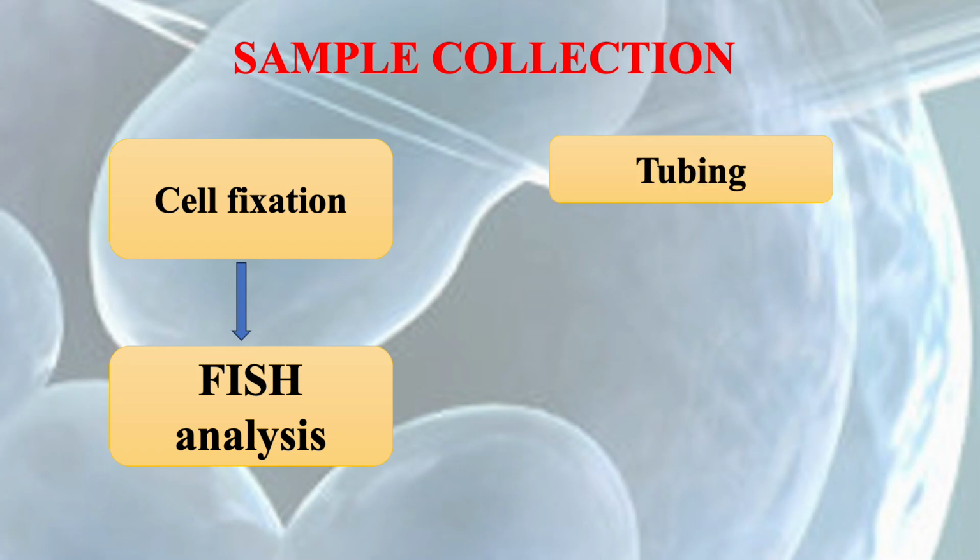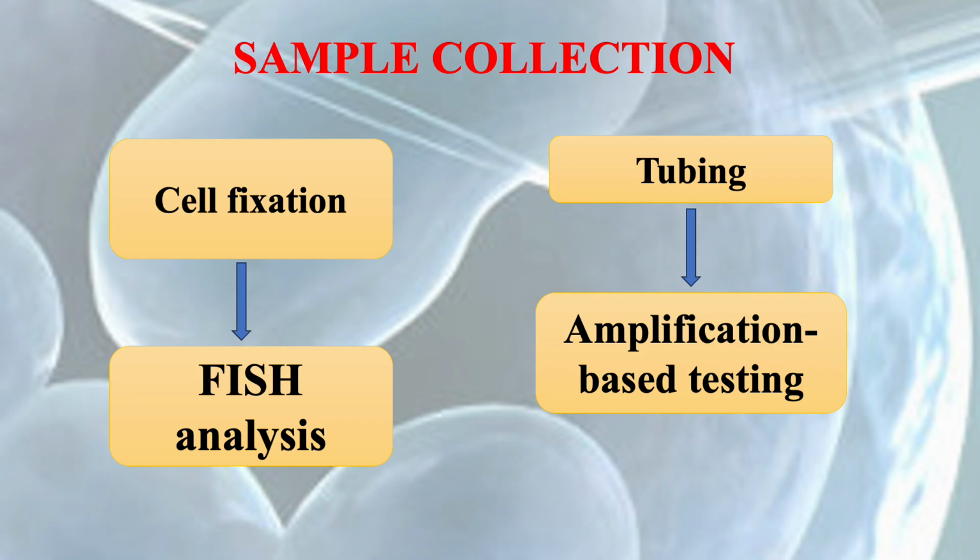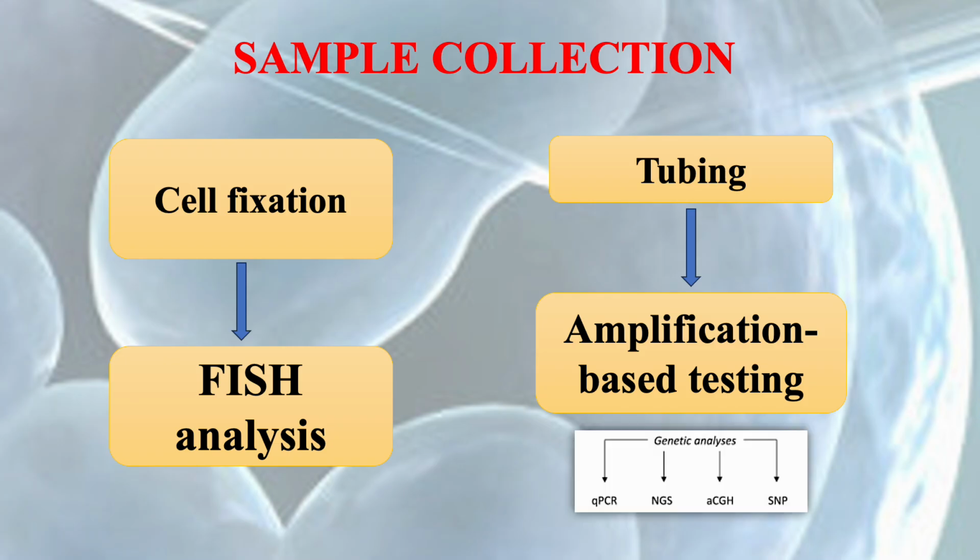Second method is tubing. So the sample is put very precisely into the tube, and now this sample can be used for DNA amplification, and all the methods which involve amplification based testing can be used if the tubing has been done. So all these methods like quantitative PCR, next generation sequencing, array CGH, and SNPs. So all these methods can be used with the tubing, but with cell fixation only FISH analysis can be done. Tubing is the most widely applied method for collection of biopsied samples.